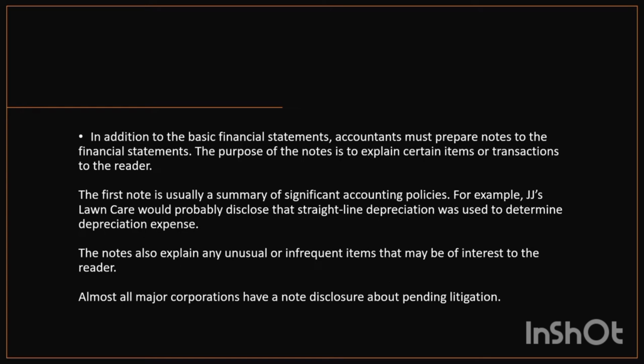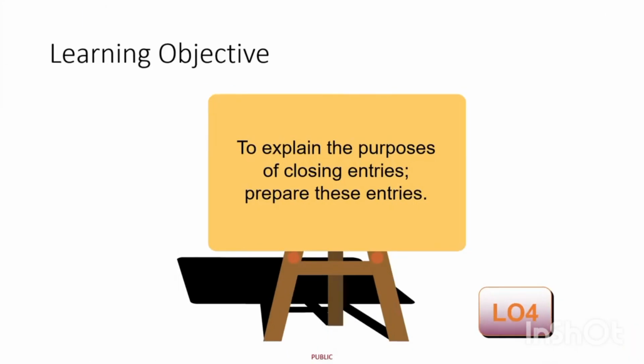In my previous video, I briefly explained the example of JJ Lawn Care. I told you how to make an income statement, balance sheet, and statement of retained earnings. The notes also explain any unusual or infrequent items that may be of interest to the reader. Almost all major corporations have a note disclosure about pending litigation. I will put the link of the first part of the accounting cycle in the description.